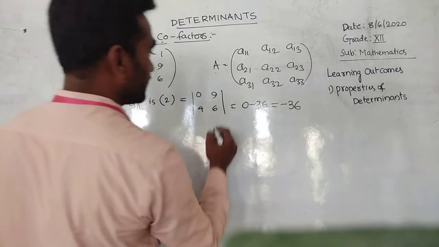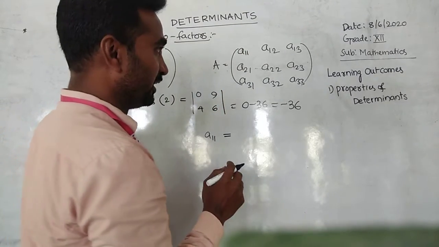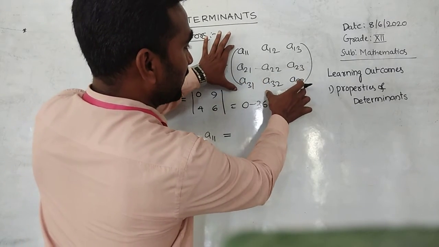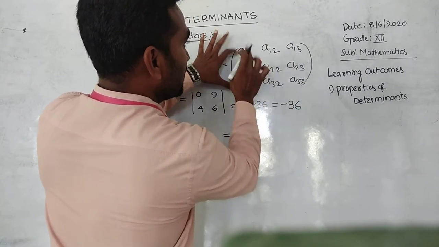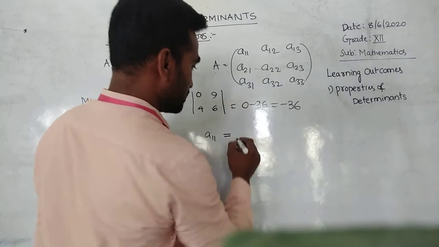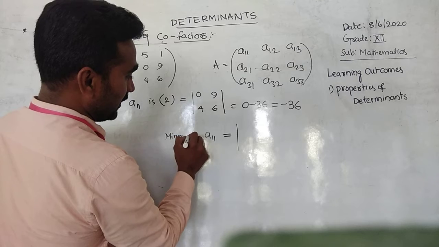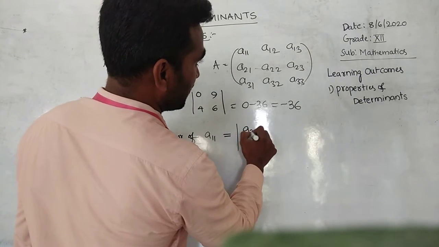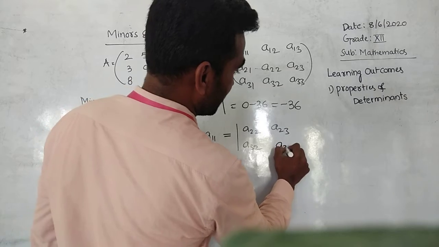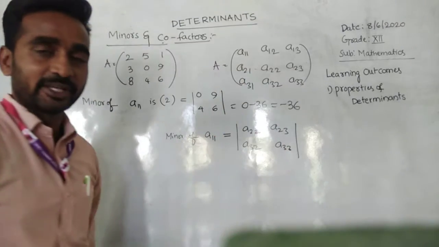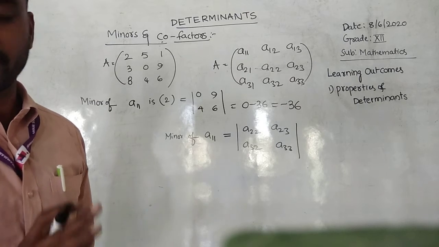So how to find the minor of a11? The minor of a11 is the determinant obtained by these 4 elements by deleting the row and the column in which the element a11 is present. So the minor of a11 is the determinant of a22, a23, a32 and a33. So similarly we can find the minors of all elements belonging to matrix A.